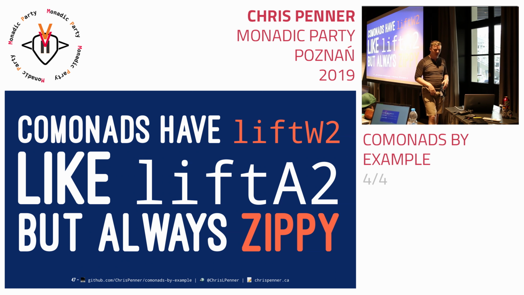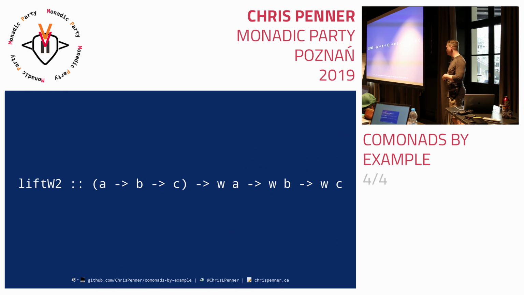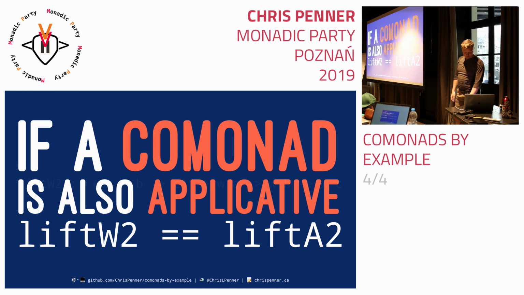Or if we, for instance, do lift w2 of the tupling function, it'll just act like a zip. It's a little confusing, but for a stream, it will just pair up the elements of the stream one by one, all the way down. It does what you'd expect. Cool, has this signature, looks exactly the same as lift a2. Takes a function, lifts it into a comonad. Okay, like I said, if the comonad is also applicative, then they must be equal.